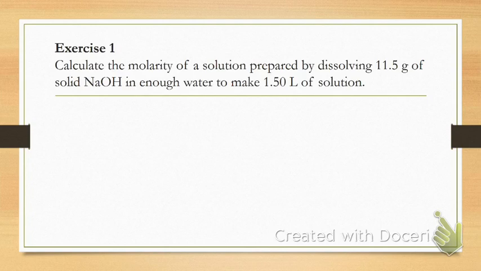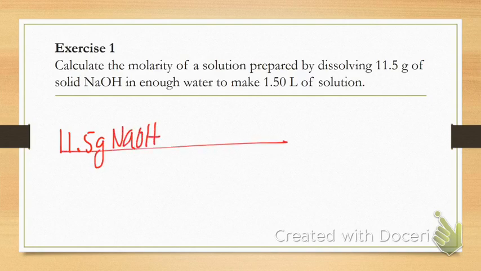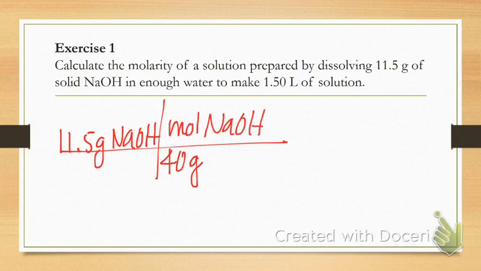All right, calculate the molarity of a solution prepared by dissolving 11.5 grams of solid sodium hydroxide in enough water to make 1.5 liters of solution. Something that I would have to do all the time when I'm making up solutions for y'all is this. So I'm going to start with my 11.5 grams of sodium hydroxide, divide by the molar mass of sodium hydroxide, which is 40, and then divide by 1.5 liters.